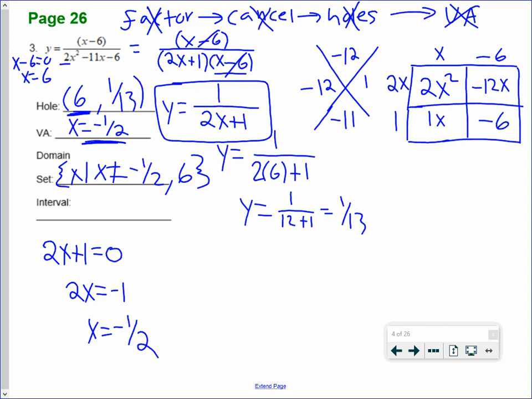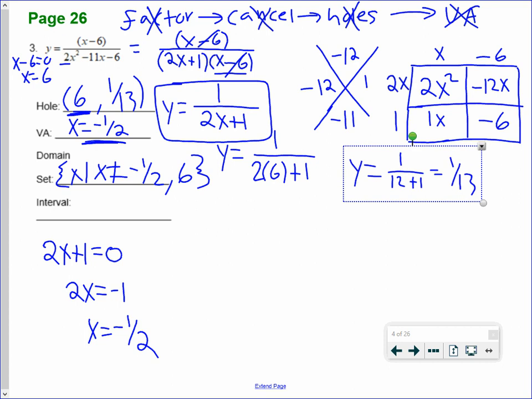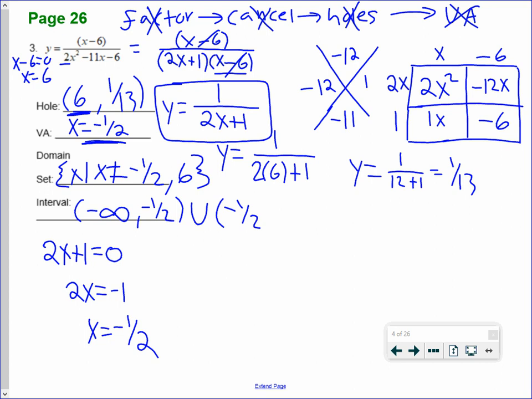Okay? Next, we're going to figure out our interval notation of the domain. Before I do that, I'm going to move this over here, give myself a little more room. And so my interval notation will be from negative infinity to the smaller of the two x values, which is negative 1/2, union the smaller of the two x values that we cannot equal to the bigger one, which is 6, union 6 to infinity. And that's going to be the interval notation of the domain for number 3.